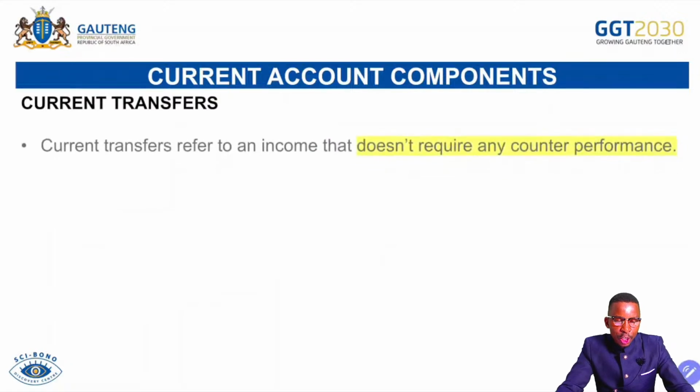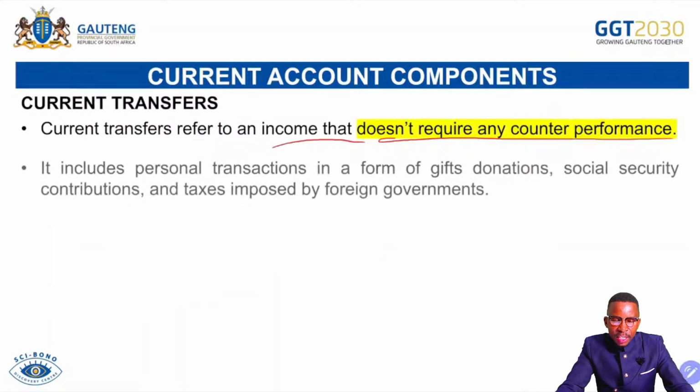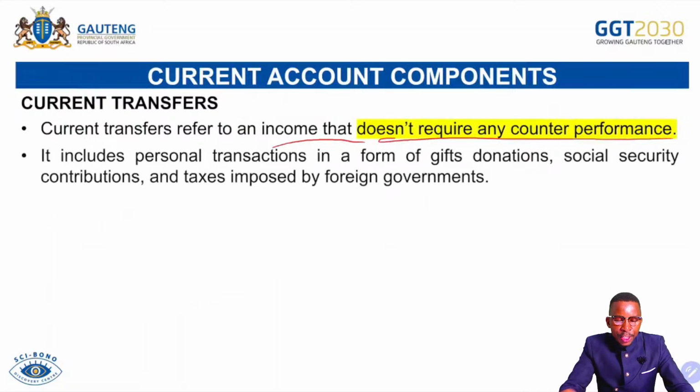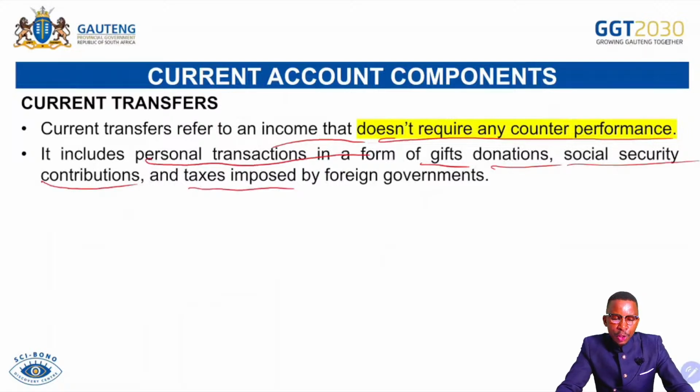Current transfers. So current transfers refer to the income that does not require any counter performance. That's an income that is transferred from one country to another, which includes personal transactions in the form of gifts, donations, social security contributions, and taxes imposed by foreign governments. Those are part of what we call current transfers.